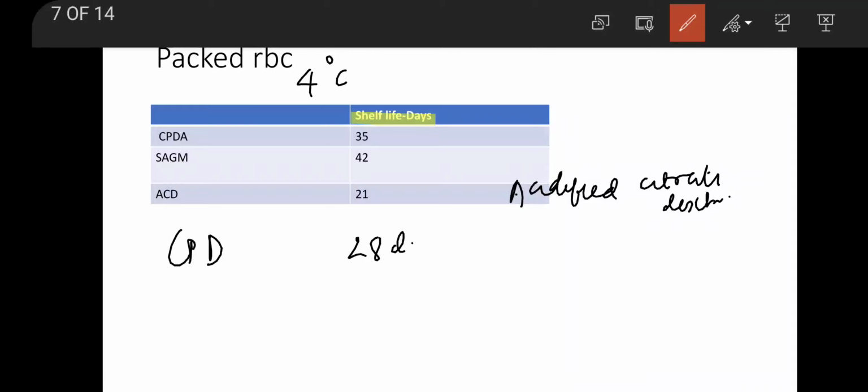So what is the importance of this mannitol? It is preventing hemolysis. Glucose is providing energy. Then citrate phosphate dextrose adenine. Why in CPD we added A, adenosine? Citrate phosphate dextrose adenosine. Adenosine is actually ATP, energy. So mostly we are using these two now, CPDA and SAGM.